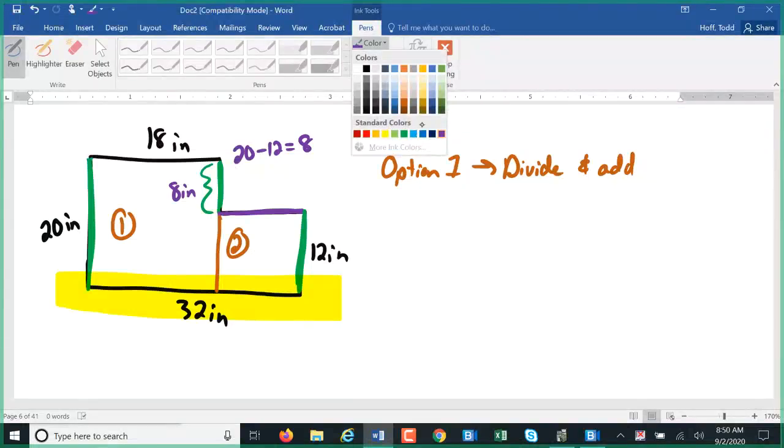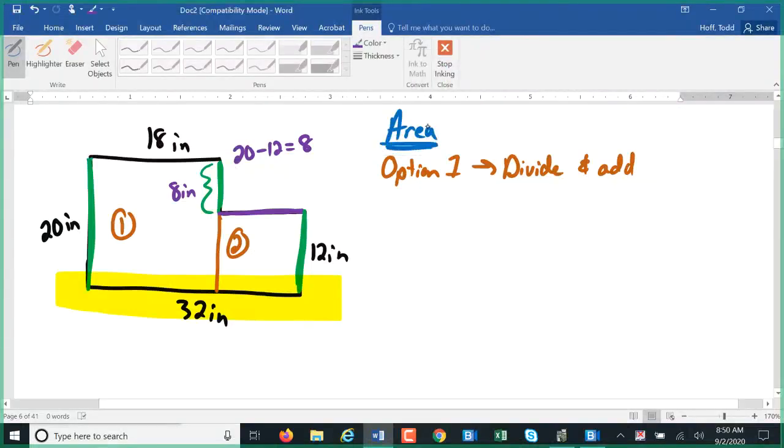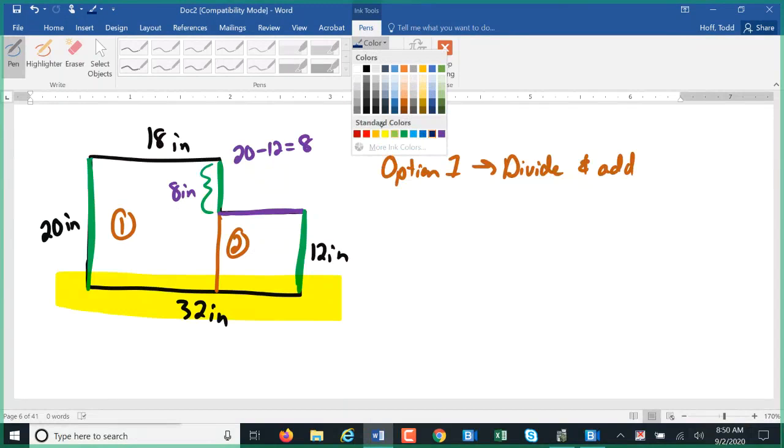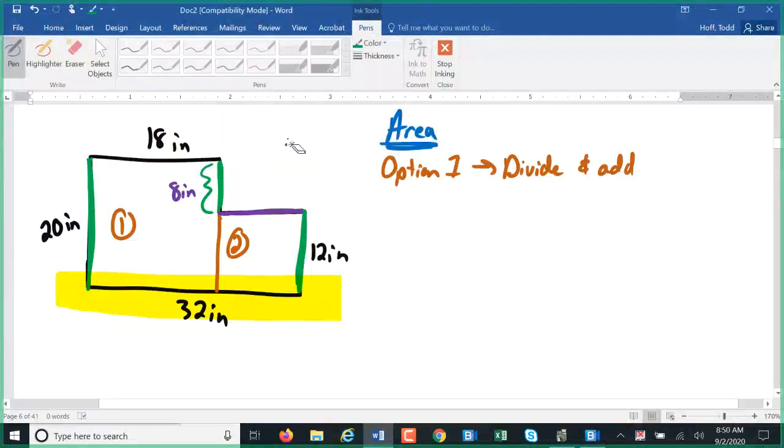The purple dimension there, that was a poor choice of color. Let me change that color there. I'll write this is 20 minus 12 so I don't confuse you. Equals 8, so this is 8 inches.